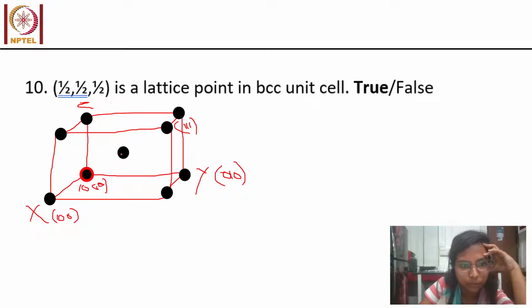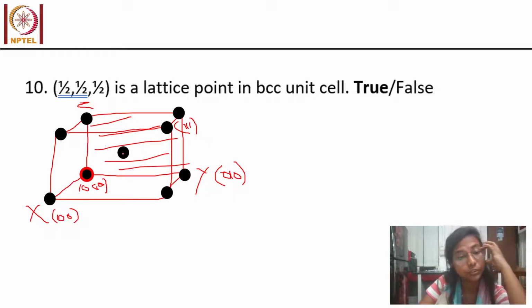So to reach here, what does it look like? At first, if we just move along Y half, move along Z half, then the point which we will reach will actually be in this plane. Okay, so it will be in this plane, which is not this point.